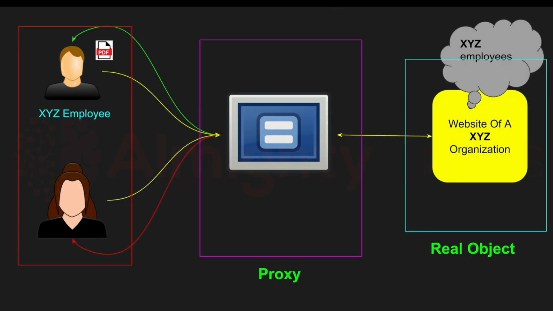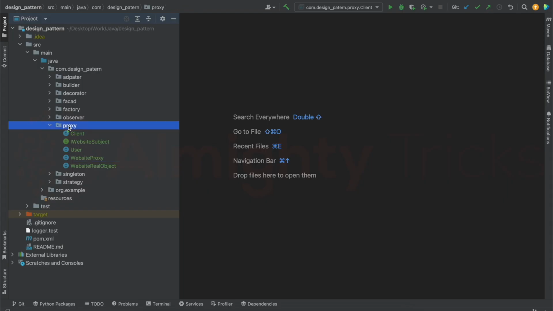Now let me code this example, and I will explain this proxy design pattern. I have created this proxy package, and inside this proxy package I have created multiple files. One file is this interface.